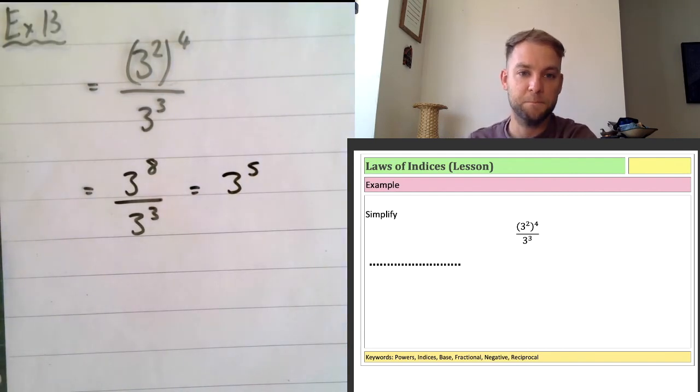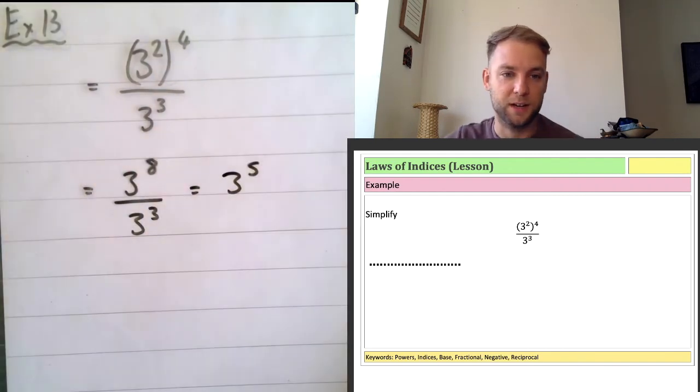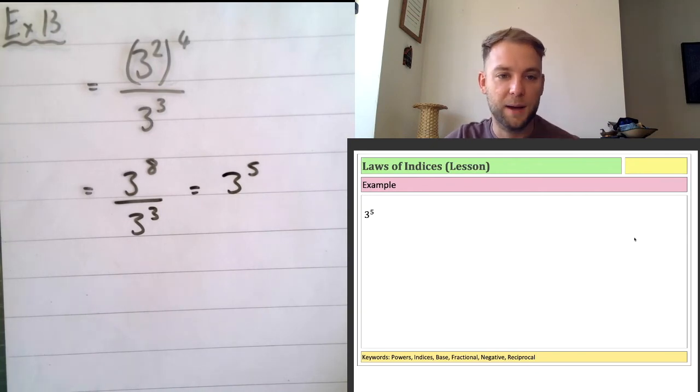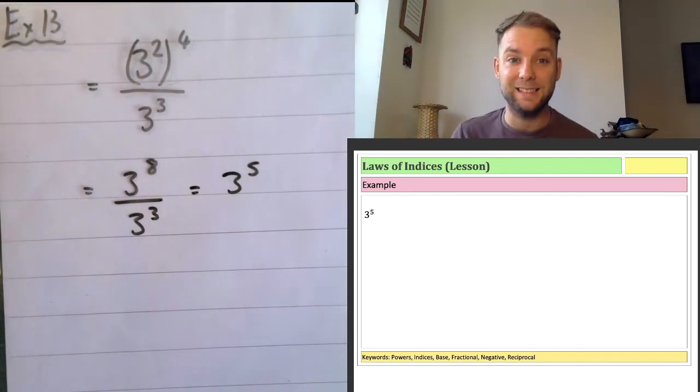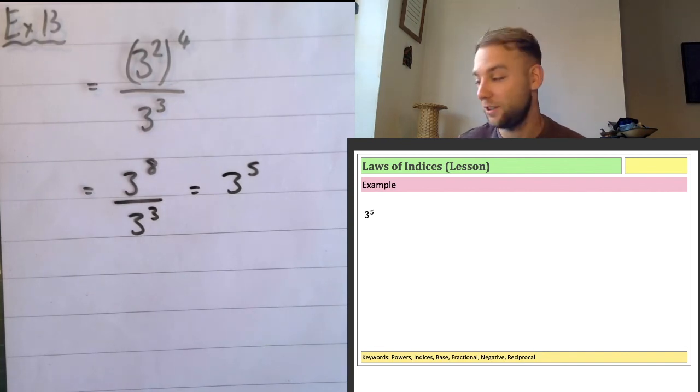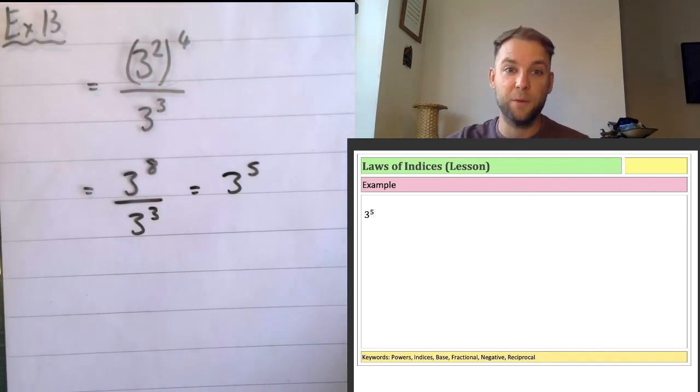Super. I'm sure you will have smashed that. Let's just check that answer. 3 to the 5, absolutely brilliant. Super. So that's pretty much all of the basics of the laws of indices. And so if you're finding those easy, then well done. Good. So let's pause now. I'm going to put some questions on for you to have a little go at.